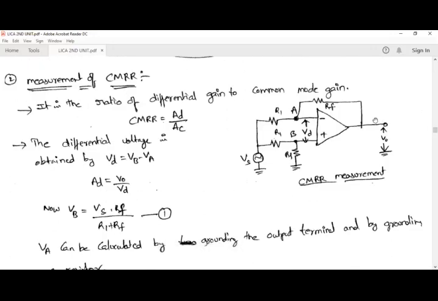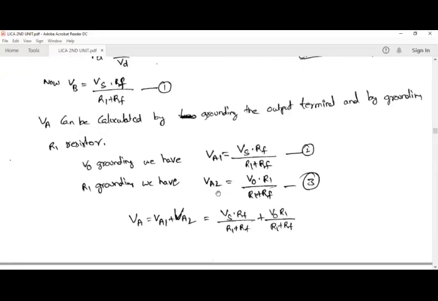V0 is the voltage source here. V0 into the opposite resistance, that is R1, divided by the total resistance in this path up to ground, so R1 plus RF. So that is the equation: VA2 is equal to V0 into R1 divided by R1 plus RF.